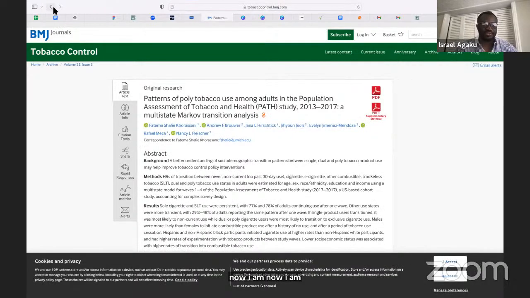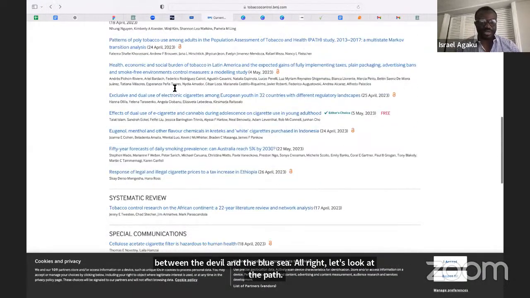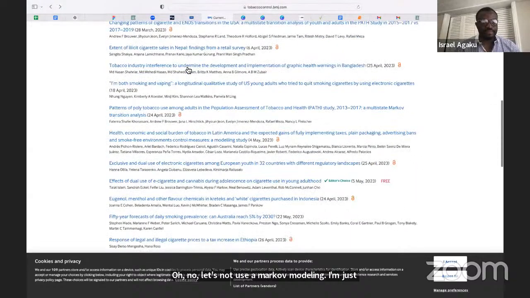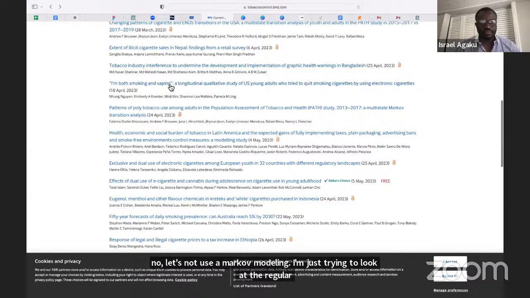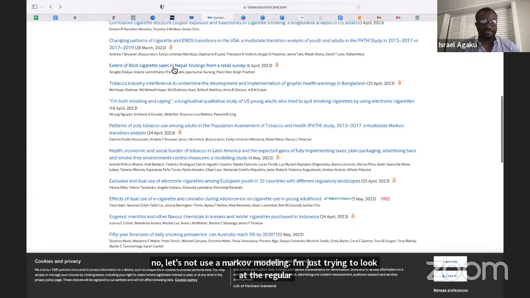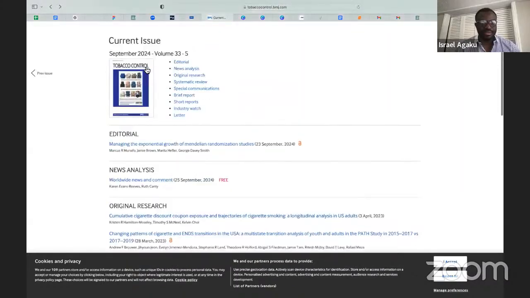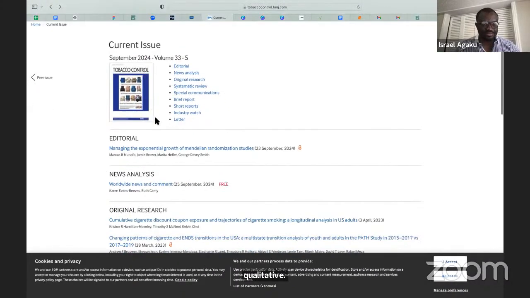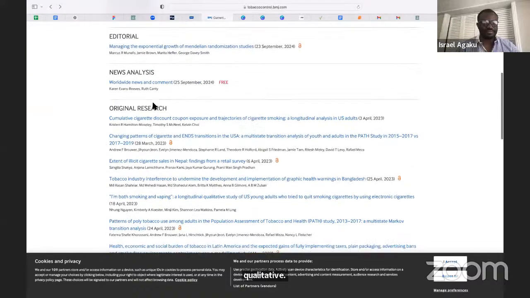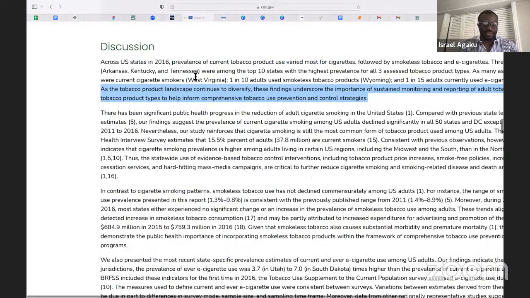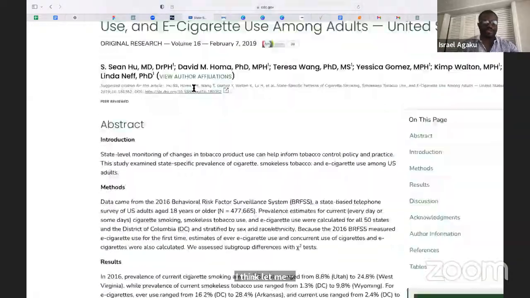All right, let's look at path. Oh no, let's not use a Markov modeling. I'm just trying to look at the regular qualitative. Is this a special issue or what? I think looking for the other paper we had. Okay, that's good. Let's just focus on this paper that's already open.